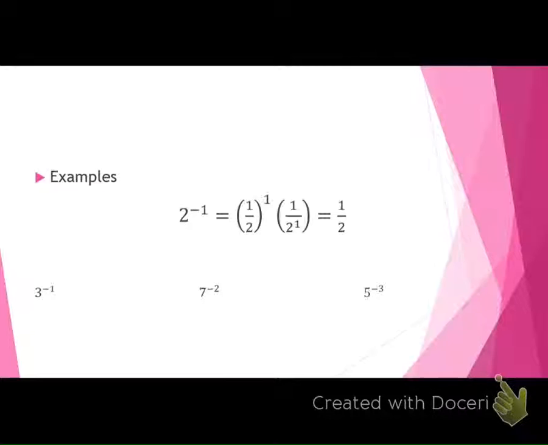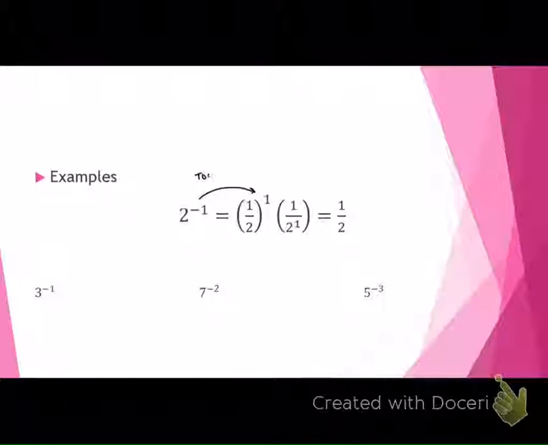So here are some examples here. So if we do 2 to the negative first, notice that does not mean it's negative 2. That's not 2 times negative 1. That's 2 to the negative 1. It's an exponent. So to change to a positive exponent, flip it. Flip the base.